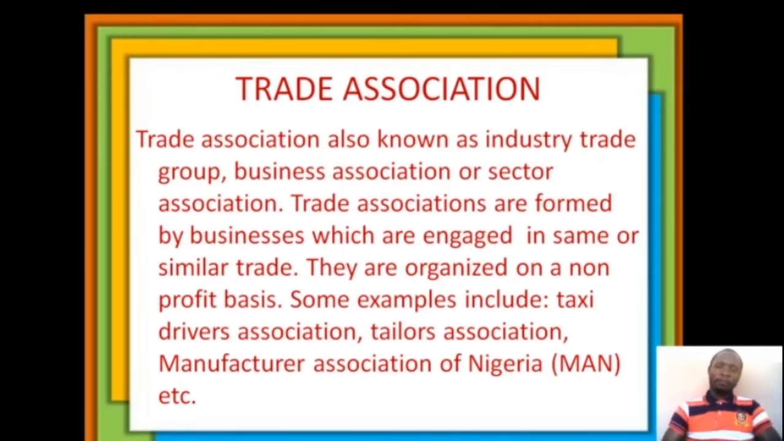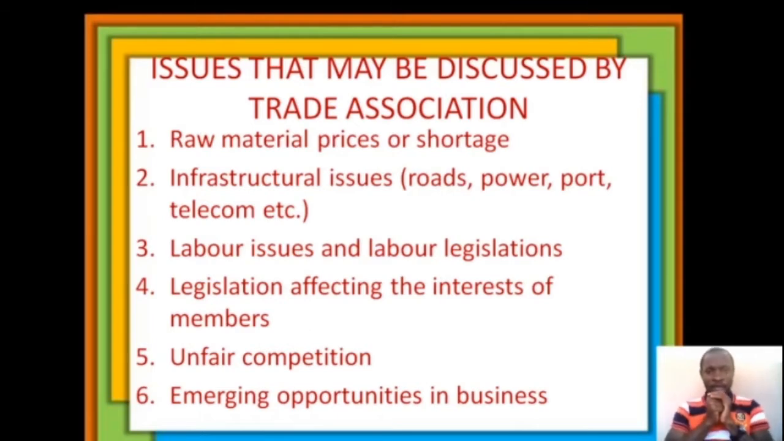Now, let's move further. We have issues that may be discussed by trade associations. When they come together, when they hold their meeting, what are the things they normally discuss? Number one of them is, let's say, raw material prices or shortage. In cooperative society, where we talked about the producers' cooperative society, we realized that one of the reasons they could come together as a cooperative could be to buy raw materials in bulk, and by so doing, they are able to buy at a cheaper rate.